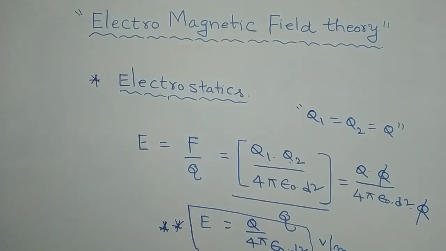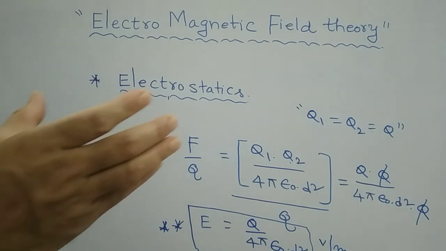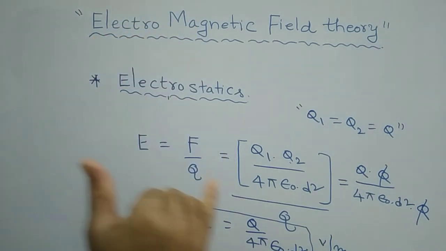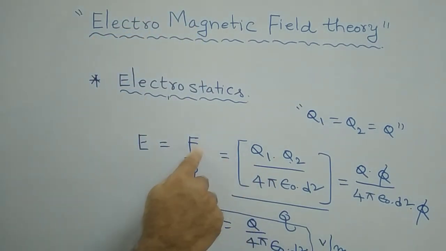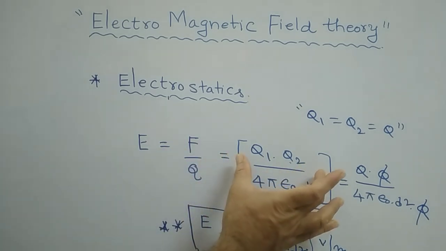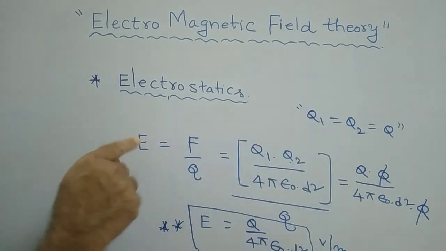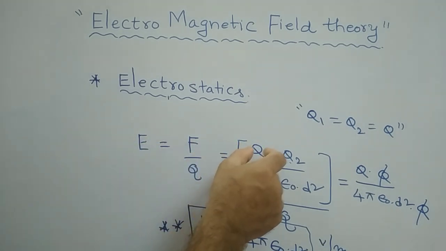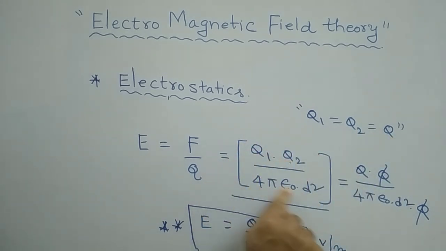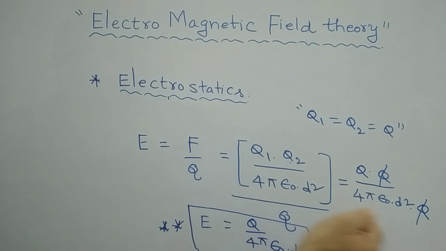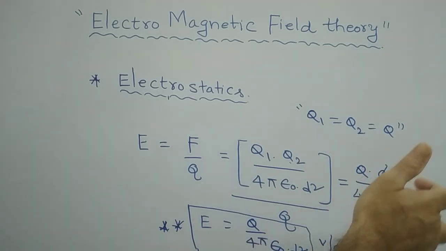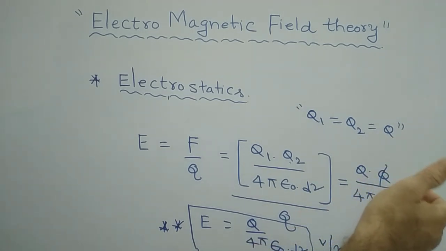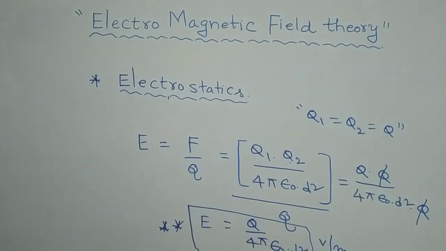Electric field intensity is equal to the Coulomb force per charge Q. Therefore, this is F by Q, where F is nothing but the Coulomb force between Q1 and Q2. But for the purpose of defining E, I am considering Q1 and Q2 as Q itself. Therefore, Q into Q by 4 pi epsilon naught d square, divided by Q, and the Q's in numerator and denominator cancel out. You will get the remaining one. This is the electric field intensity.